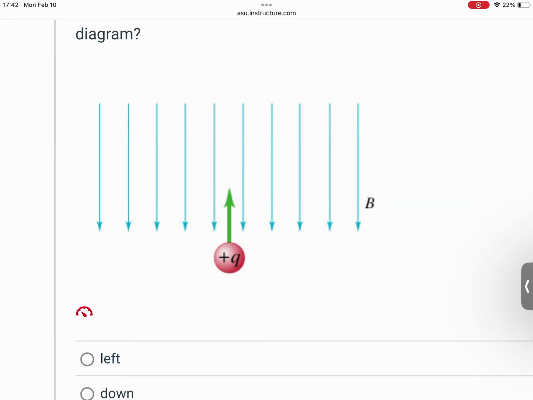For speed, you have to use the formula radius equals mv over qB. Which of these has the biggest radius of curvature? Which one curves the least intensely? The radius is biggest for 3, so v is biggest. 3 is the fastest because r is biggest. But that doesn't depend on the sign; it depends on the radius.